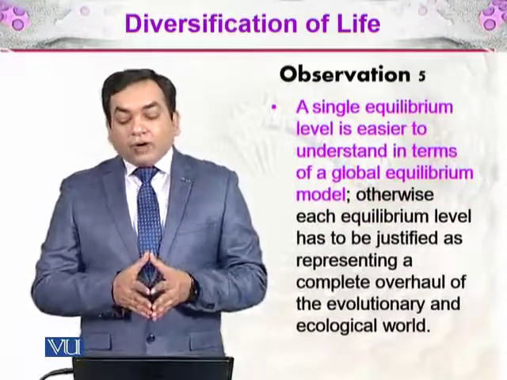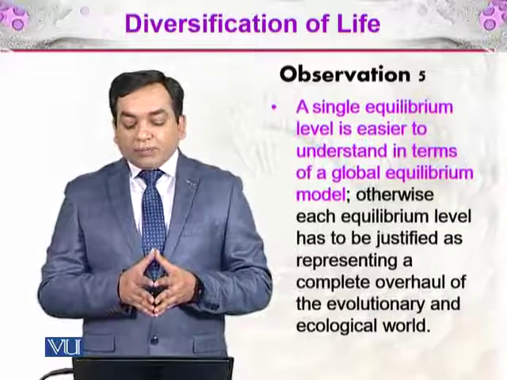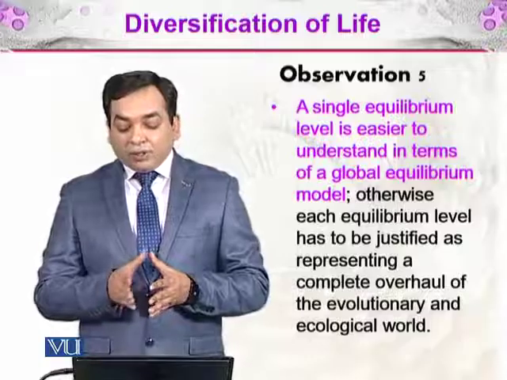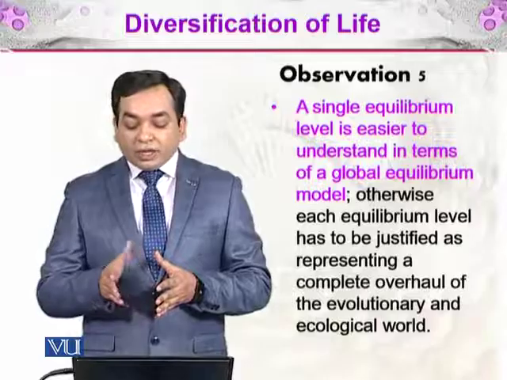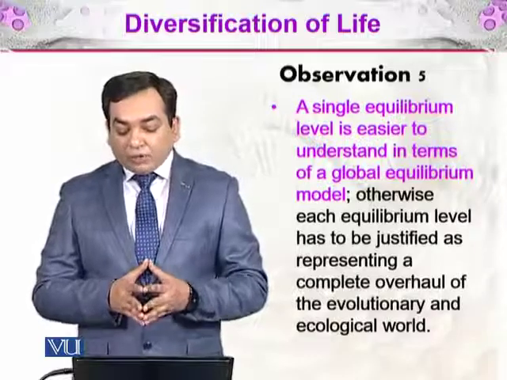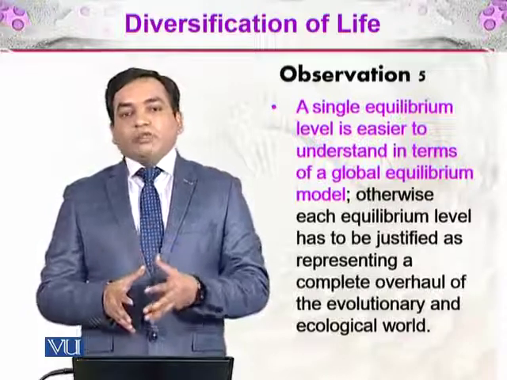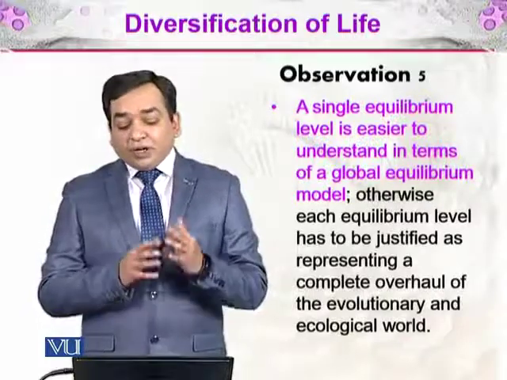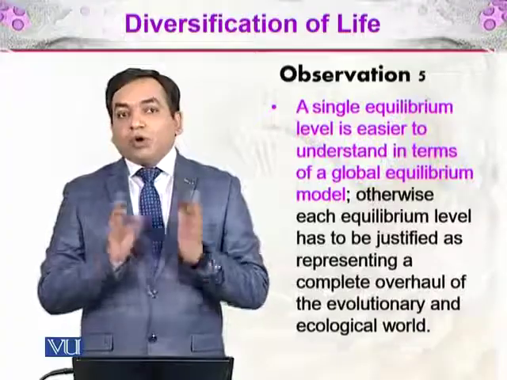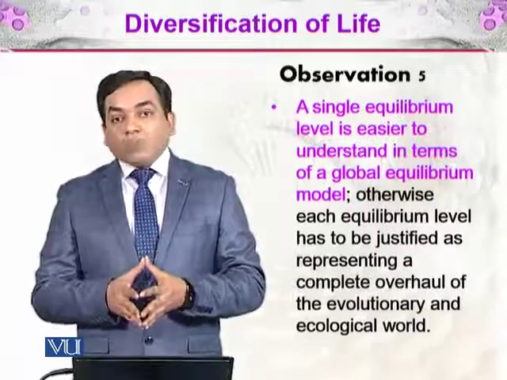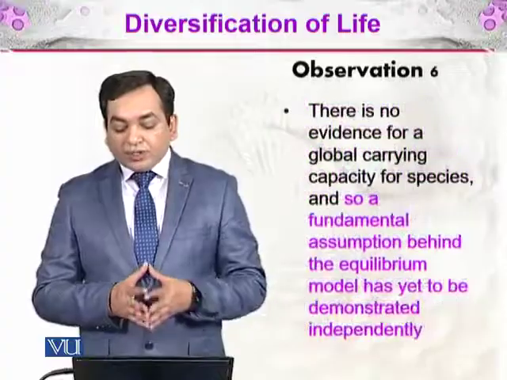Then there is the next phase of observations. Observation 5: a single equilibrium level is easier to understand in terms of a global equilibrium model. Otherwise, each equilibrium has to be justified as representing a complete overhaul of the evolutionary and ecological world. So it argues that when we talk about equilibrium, we are talking about a single equilibrium level. We are not talking about the whole planet. This is one of the drawbacks, which is in favor of exponential increase of species diversity.